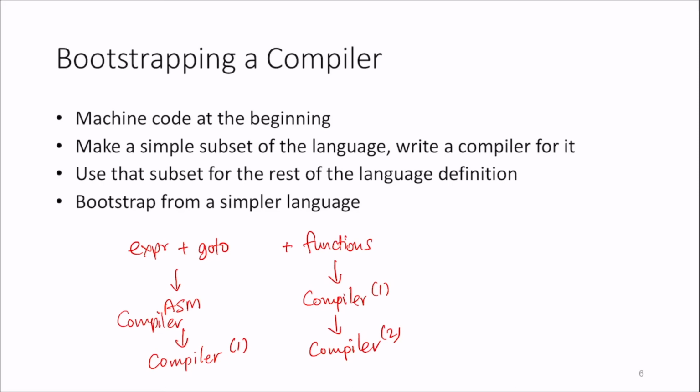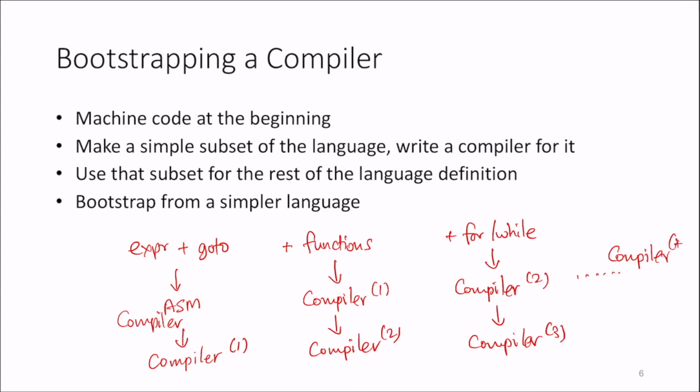So you can see the pattern here. I can now use this as my new compiler, and I can add some new features to the programming language. So maybe I can add for loops and while loops, and that's going to be useful. It makes the language more powerful. And now I have a new compiler, compiler 3. And if I keep doing this, in the end stage, I'll have a compiler star, which is my ultimate compiler that can accept any program in my fully fledged programming language.